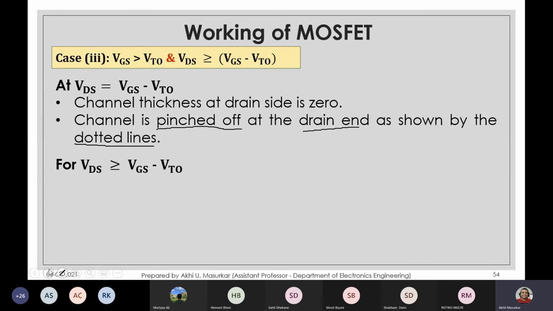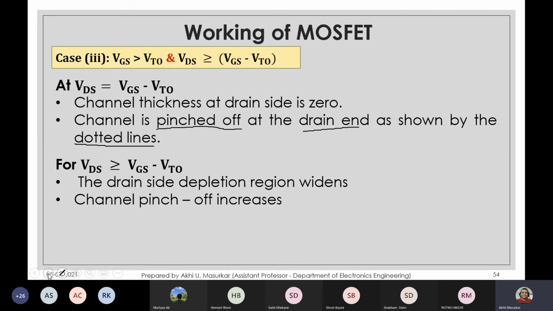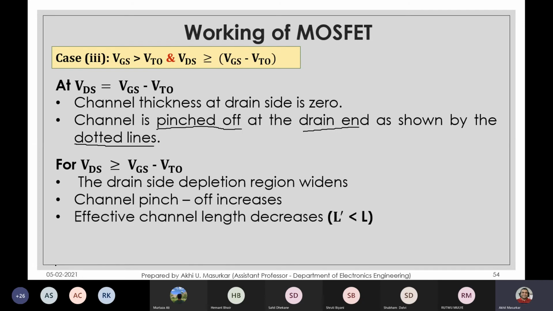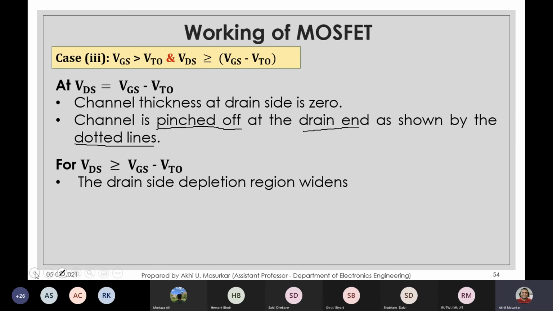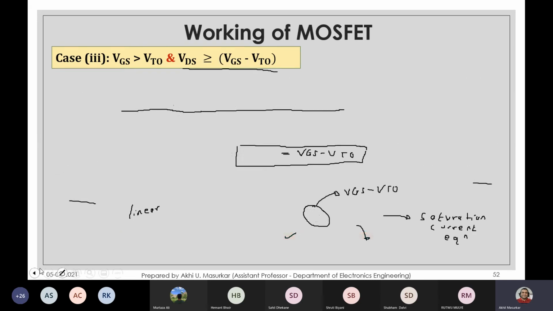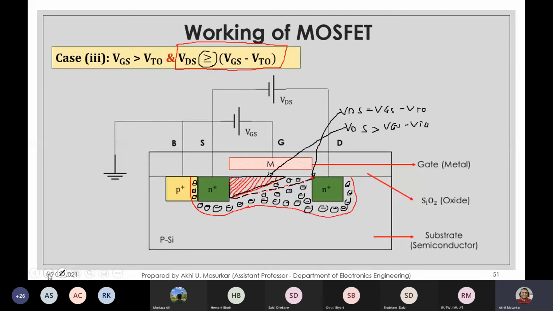And for VDS greater than VGS minus VTO, the drain side depletion region widens, channel pinch off increases, and the effective channel length is going to decrease, that is L dash is now less than L. So in the previous diagram itself, I can show you that here this entire thing was L, but because I applied something, my length has slightly reduced, so it has become L dash, and this thing is now delta L.